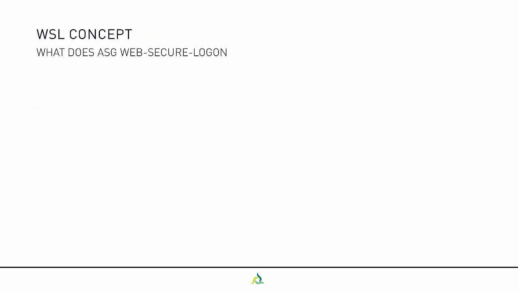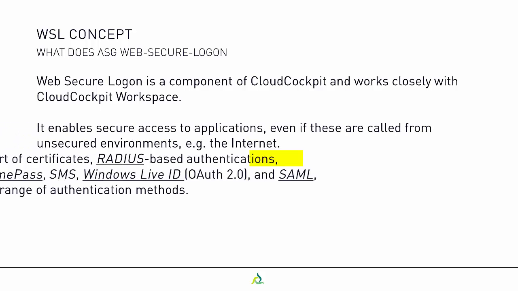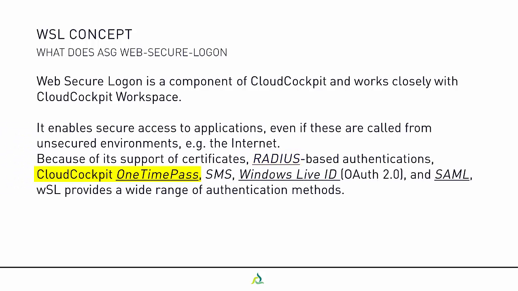WEB-SECURE-LOGON is a component of the CloudCockpit, and it works closely with CloudCockpit Workspace. Basically, it enables us to access applications, even if they are called from an unsecure environment, like the internet, creating a tunnel between you and the infrastructure. We also provide certificates, support, Radius, CloudCockpit one-time password, SMS, and of course Windows Live ID and SAML to specific applications that you want to integrate, such as Google Apps, Office 365, Salesforce.com, and others.